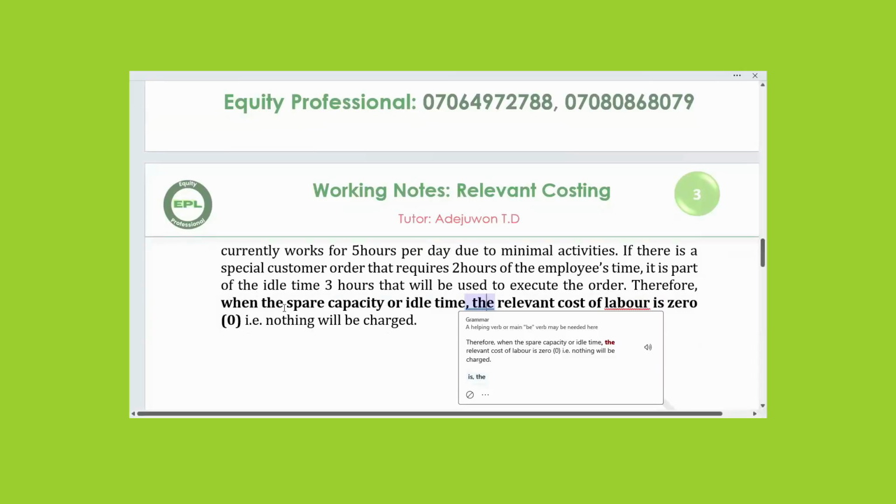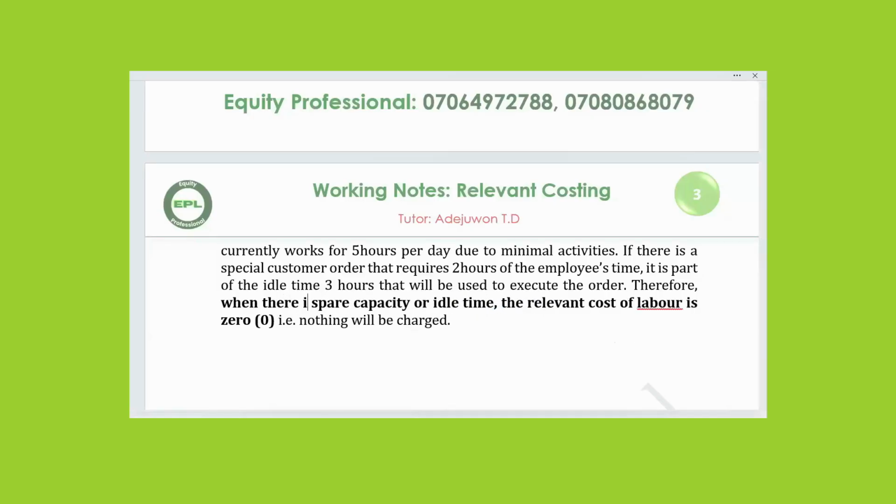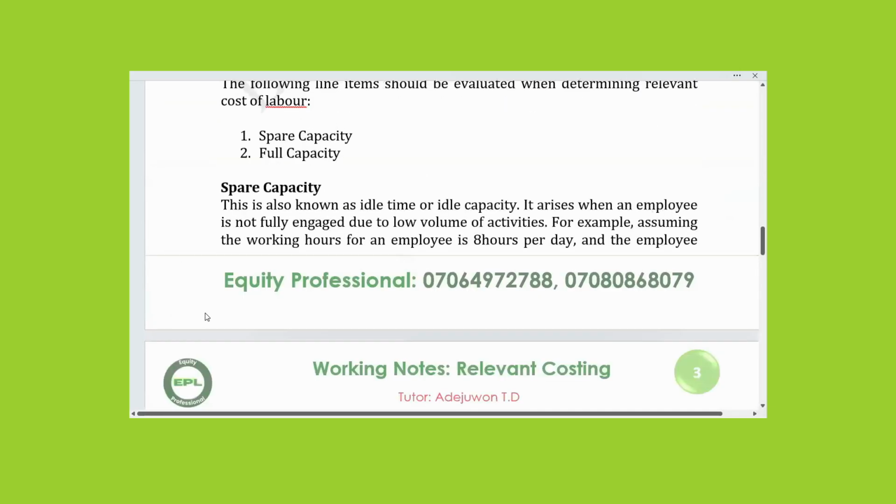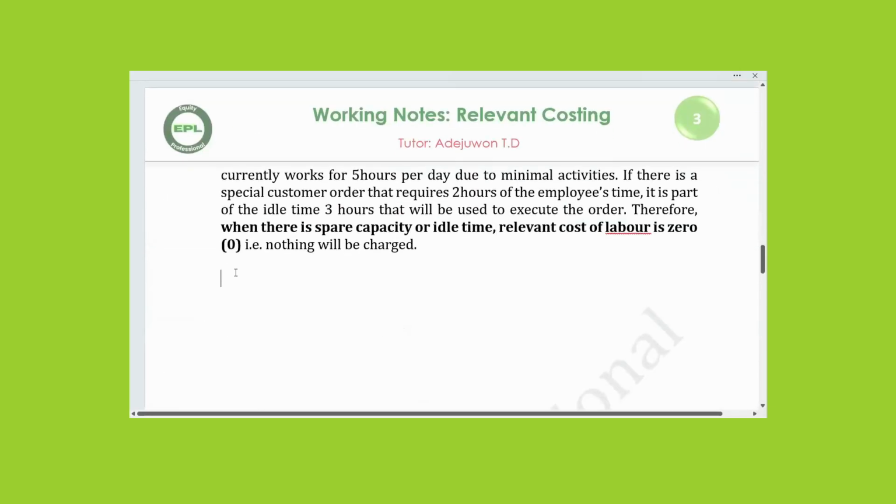Therefore, when there is spare capacity or idle time, the relevant cost of labor is 0. That is, nothing will be charged. So that's the treatment of that. The next one is full capacity. We're almost there. Full capacity.